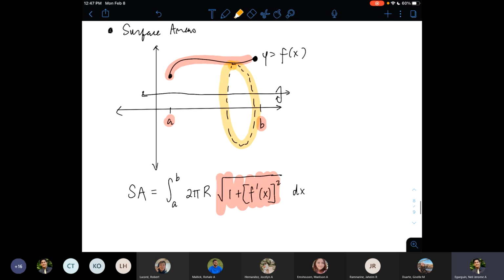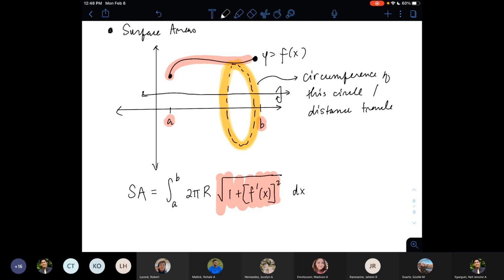And to find how much that distance is, that will basically be the circumference of this circle. Or you can interpret it as the distance traveled by the arc. So basically, it will travel along the circumference of the circle. That's why you have a 2 pi r there. That's the formula for the circumference.